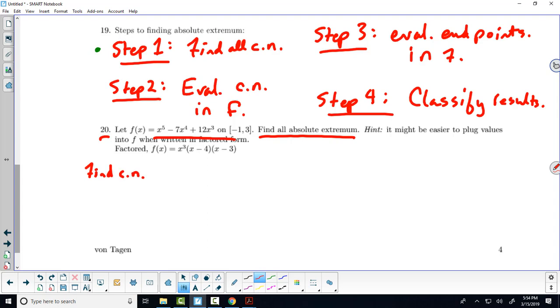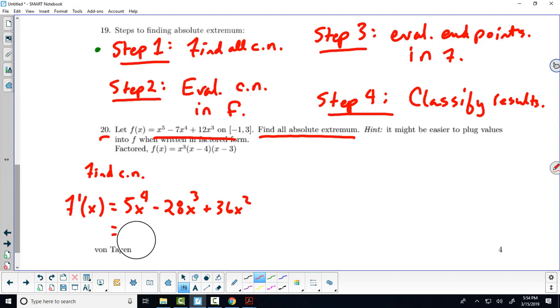Well, how do we find critical numbers? To find critical numbers, we look at where the function's derivative is either 0 or undefined. So let's go ahead and take the derivative of f. Let's go ahead and factor the derivative. Okay, in fact, pause the video and factor this. I think you should all be able to do so. Pause the video and try it, because you'll have to do this on a test.